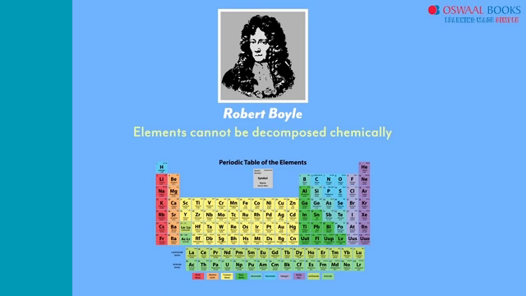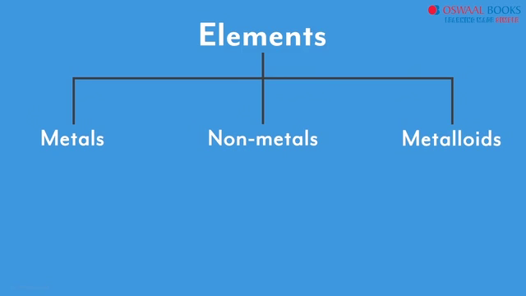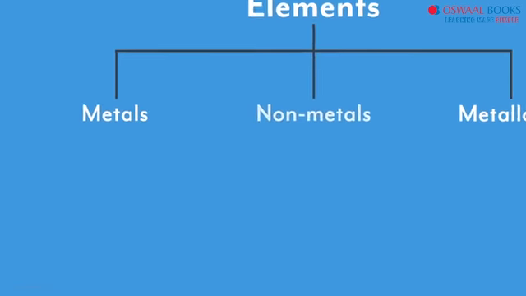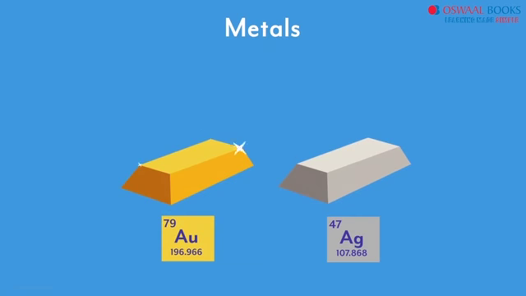Based on these observations, elements were divided into three categories. What do you think they are? Metals, non-metals and metalloids are the three subdivisions of elements. We will study their characteristics in detail here. Can you give me a few examples of metals? Gold? Silver? Aren't these the very common metals we encounter?